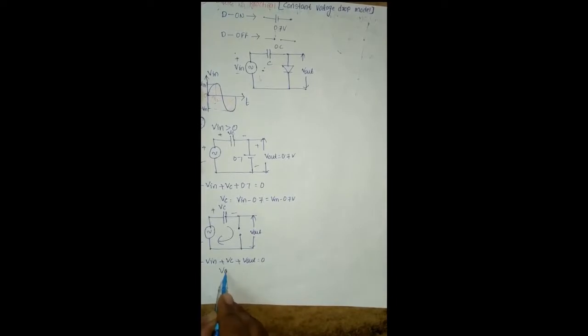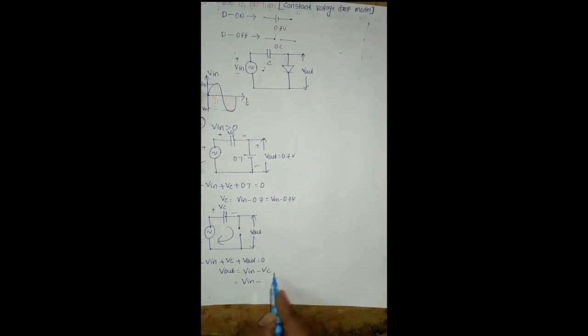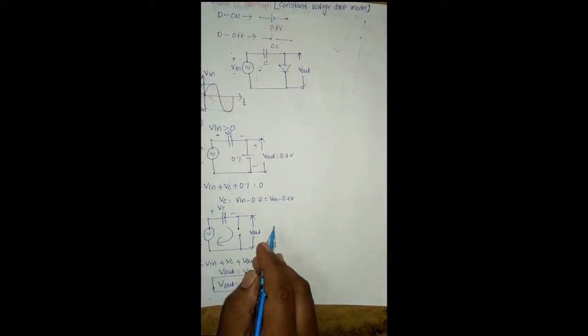Therefore, Vout equals Vin minus Vc, and here Vc equals Vm minus 0.7 volts. Then we get minus Vm plus 0.7 volts. With respect to this equation, we draw the output waveform of this negative clamper unbiased circuit.